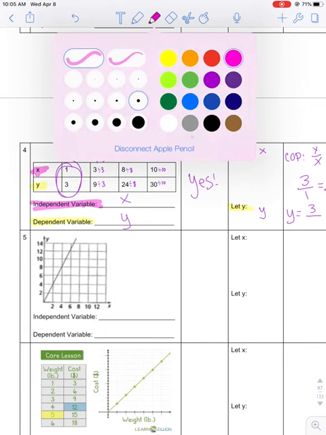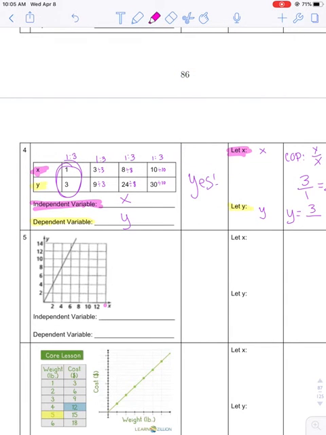Number 5. So I know whatever's on the x axis, which is just the letter x, they don't give us any more information, goes with independent and let x. Whatever's on the y goes with dependent and let y. So the independent variable is x. They didn't tell us what x is, so let x be x. Dependent variable is y. They don't tell us what y is, so let y be y.